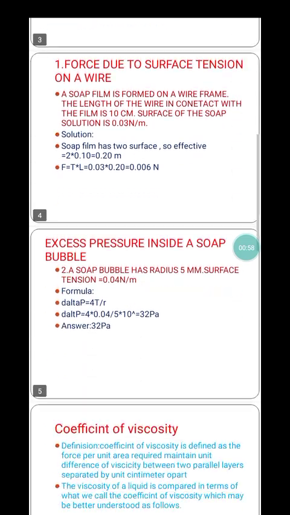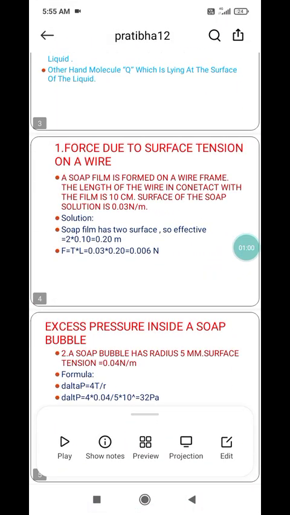Surface tension, first numerical problem. Force due to surface tension on a wire. A soap film is formed on a wire frame. The length of the wire in contact with the film is 10 cm. The surface tension of the soap solution is 0.03.